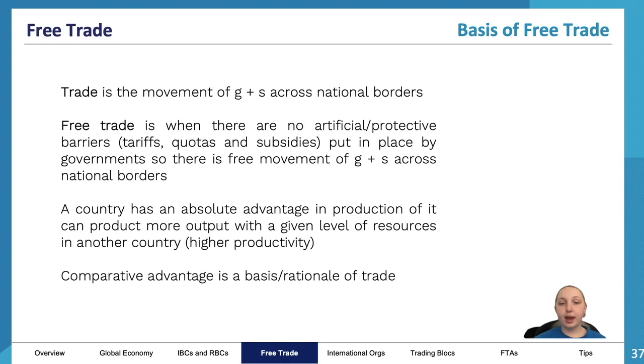A country has an absolute advantage in production of a product if it has more output with a given level of resources than another country. So essentially there's higher productivity. Comparative advantage is the basis or the rationale behind trade, essentially looking at opportunity cost. You want economies to only produce the goods that they're efficient at, and so in order to get other goods that they're not efficient at producing, they must be able to trade between economies.